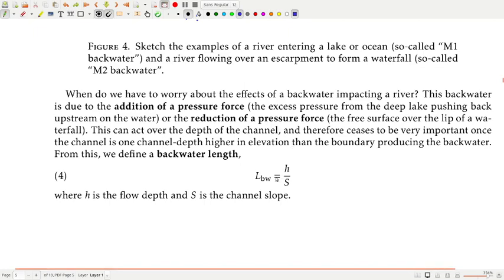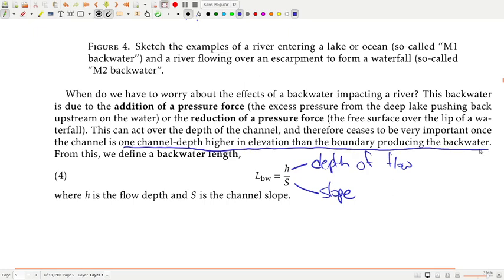And so this backwater length is a ratio between the depth of the flow and slope. It's the distance over which the channel becomes one channel depth higher in elevation than the boundary producing the backwater. So the idea is that, let's say this is the channel right there, if we go far enough upstream that we can create a view of the channel being one channel depth above itself like this, that distance upstream is going to be the backwater length.